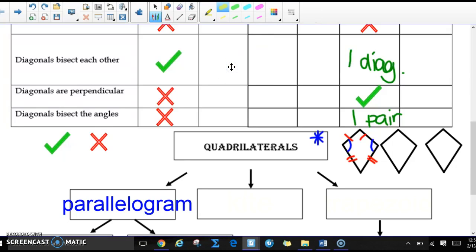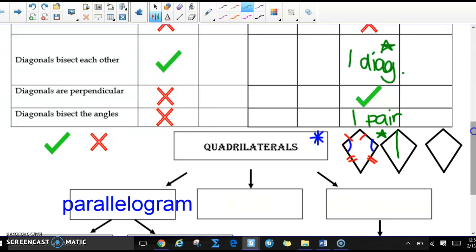That's not true for all adjacent sides. So for instance, this side and this side, those are not congruent to each other, and yet they're still adjacent. So we got to be careful about these special rules. Let's also look at diagonals bisecting each other, how that's true for one problem. I'm going to denote that as the kite with the star next to it.